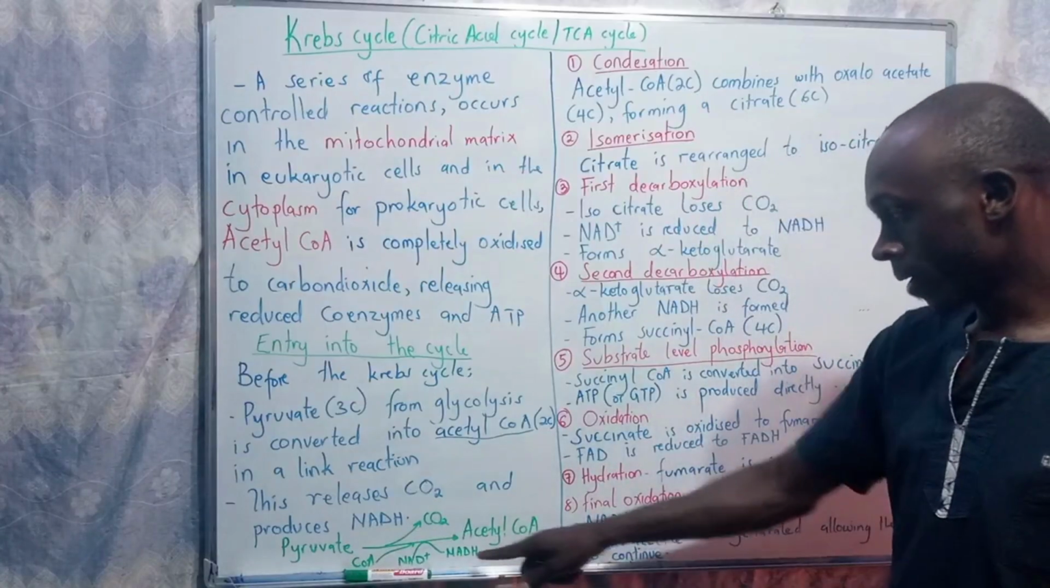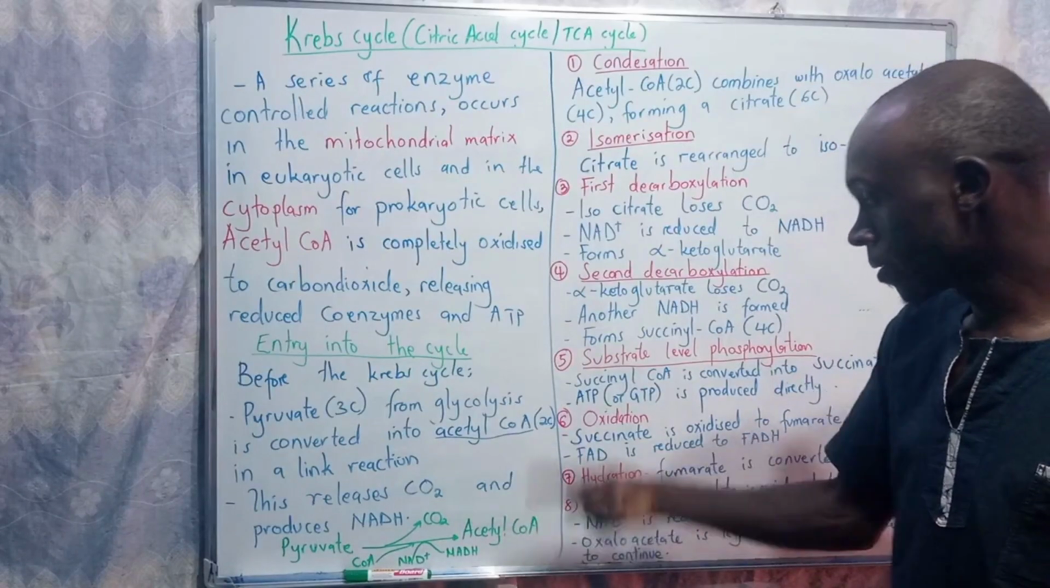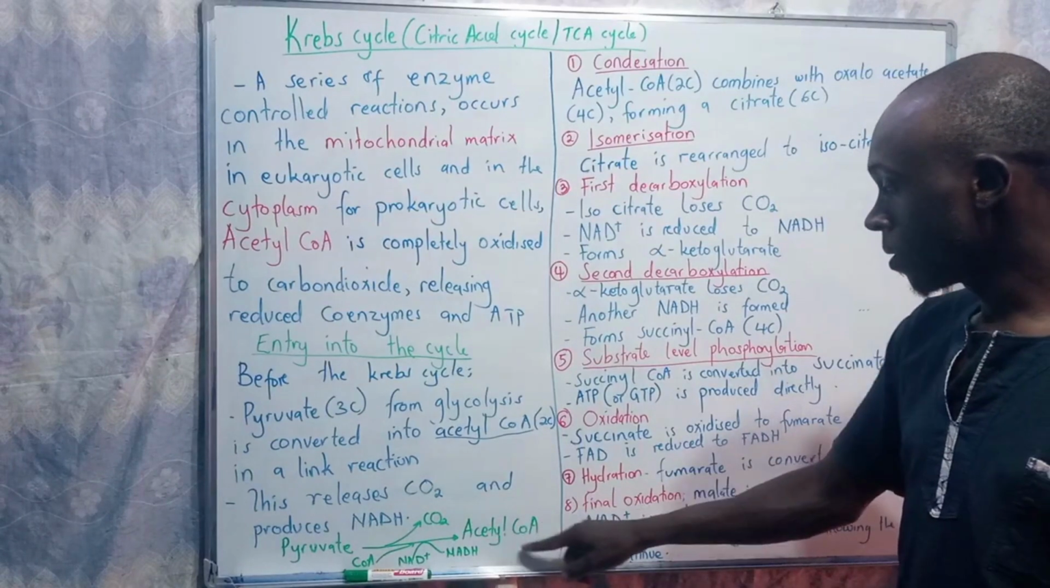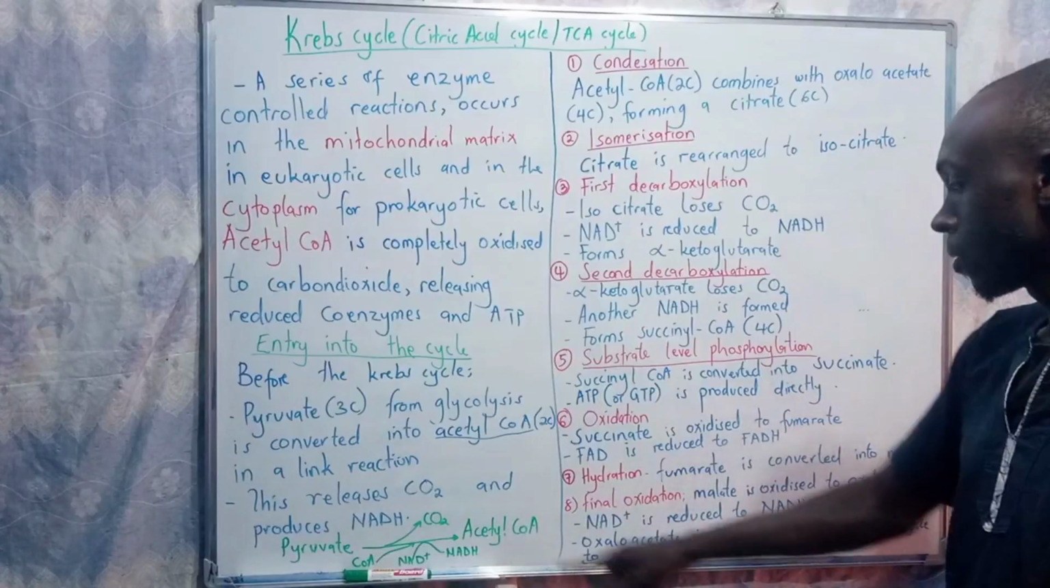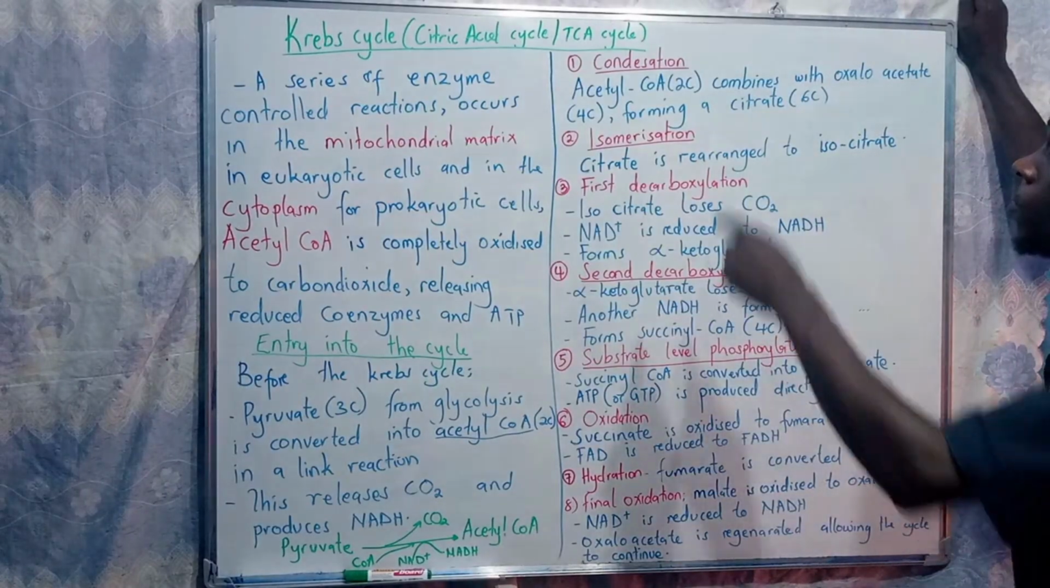That's why we are having NAD as one of the products in the transition stage. So acetyl coenzyme A is formed. The acetyl coenzyme A is a highly reactive molecule due to the presence of the coenzyme A. So we can begin with step number one.